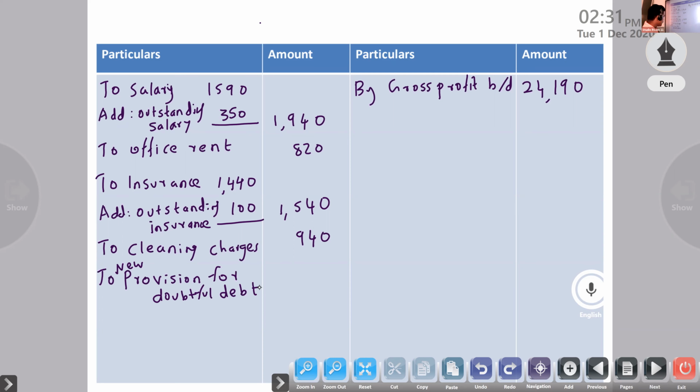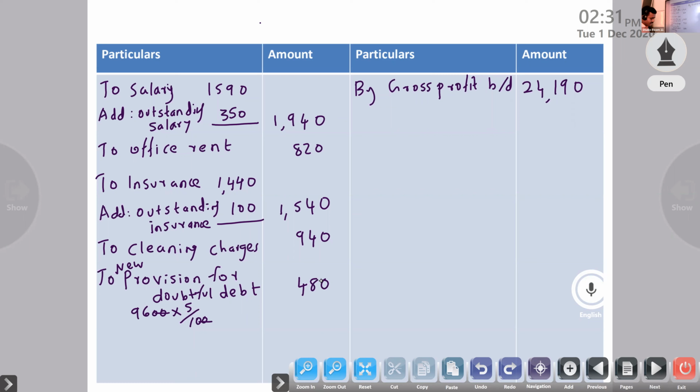New provision for doubtful debt. It is given that it is calculated at 5% on sundry debtors. Sundry debtors are 9,600 into 5%, which is 480. So 480 is the new provision. Here there is no old provision. If there is an old provision, we can subtract it, but here there is none.